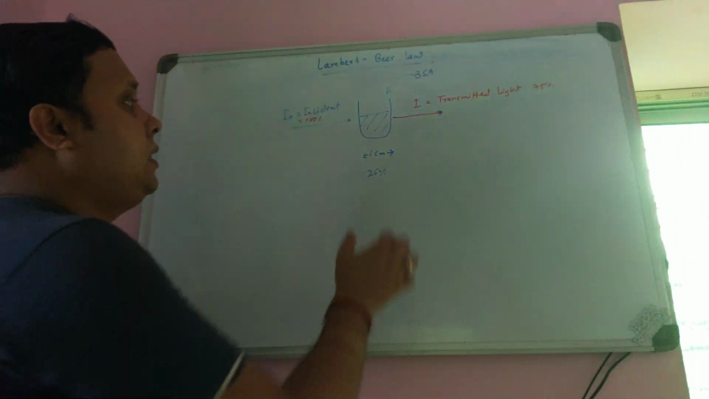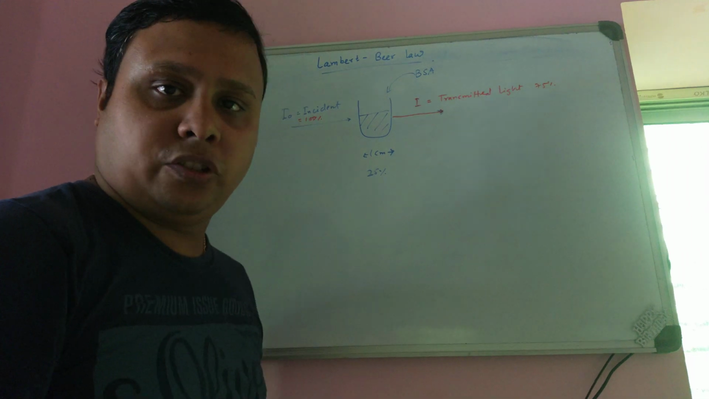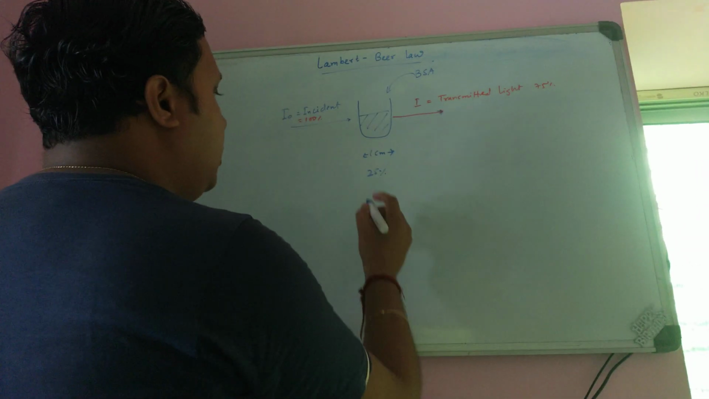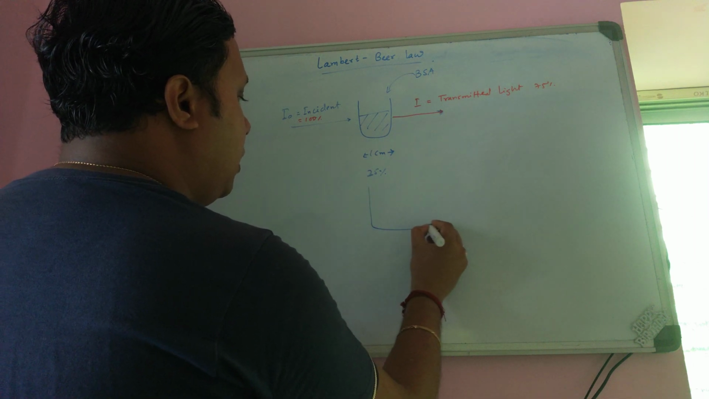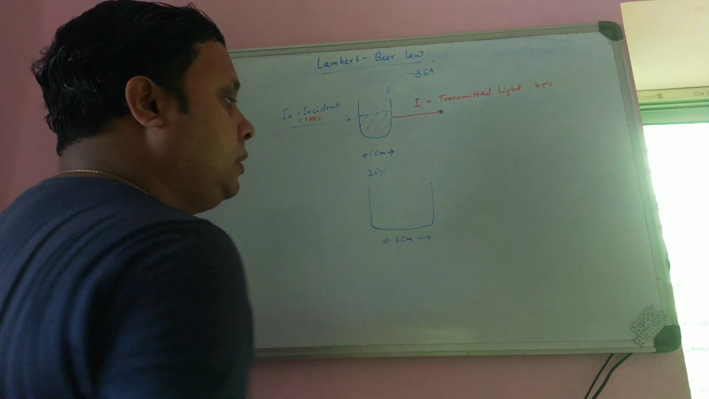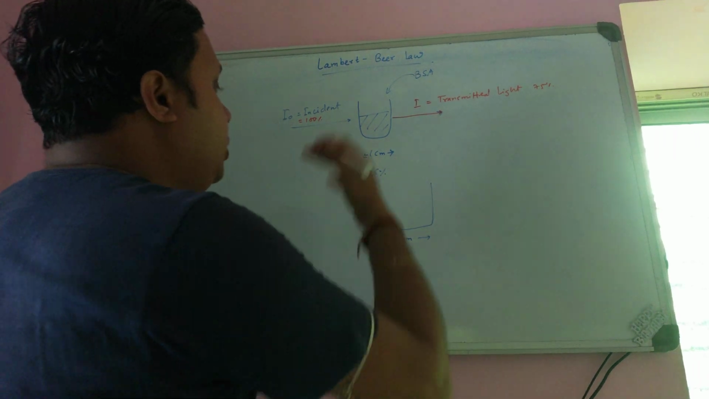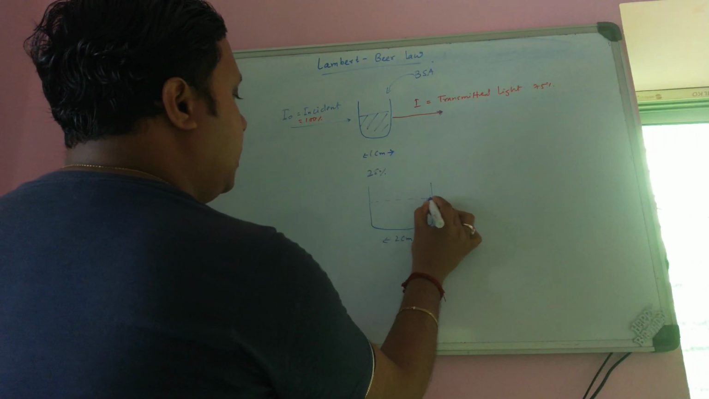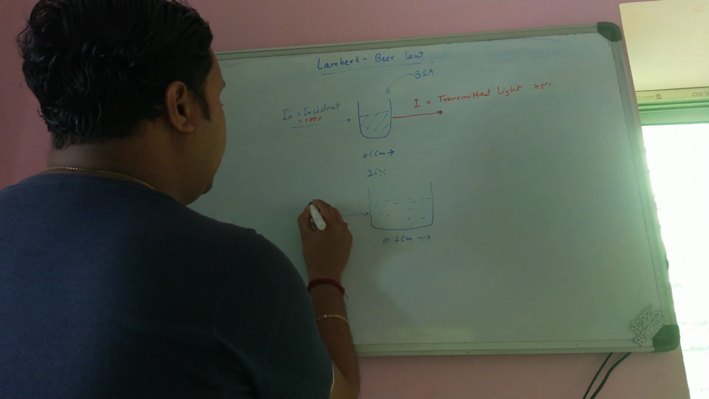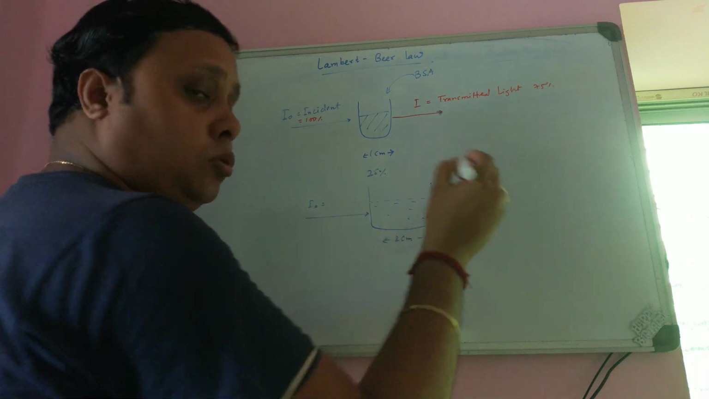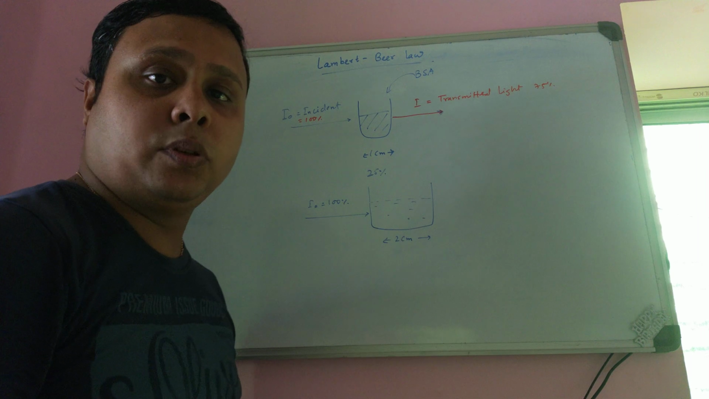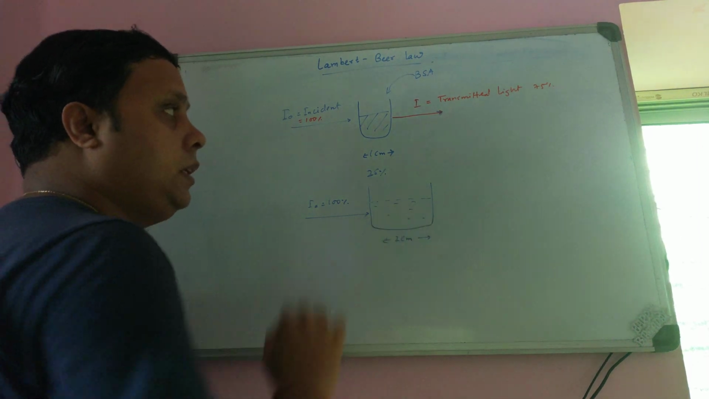So if we increase the thickness of this absorption material, say from 1 centimeter to 2 centimeter, that means the path length is increased to double the initial amount. In that case, there is every probability that when the incident light, which is always 100%, goes through the sample, the sample will absorb more because the thickness has increased.